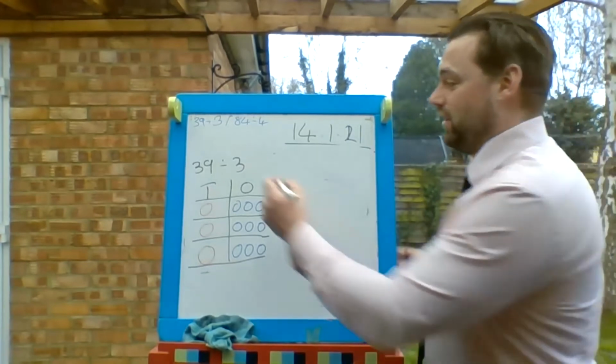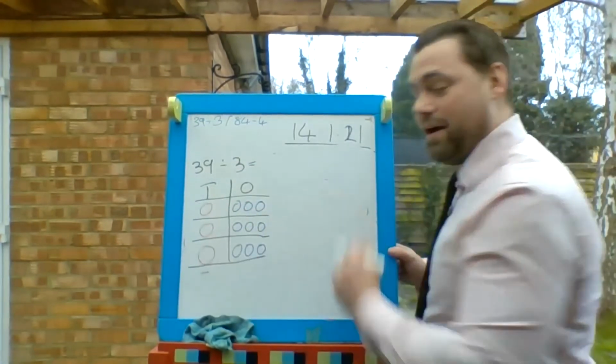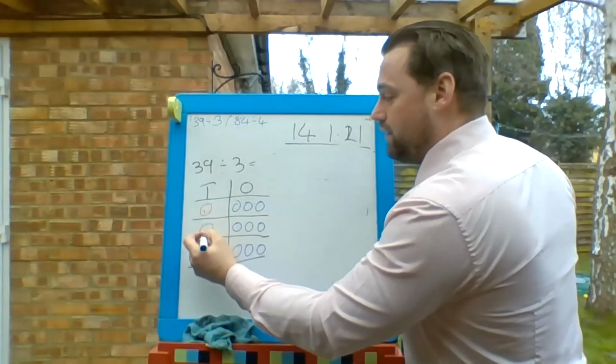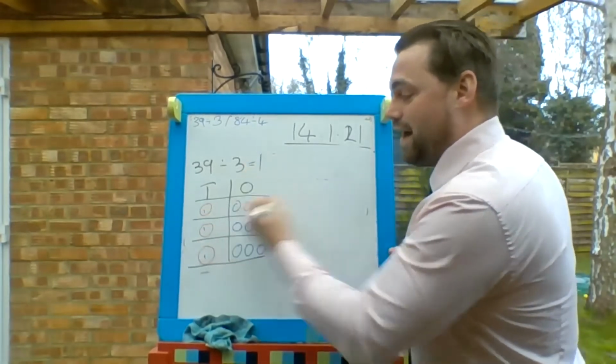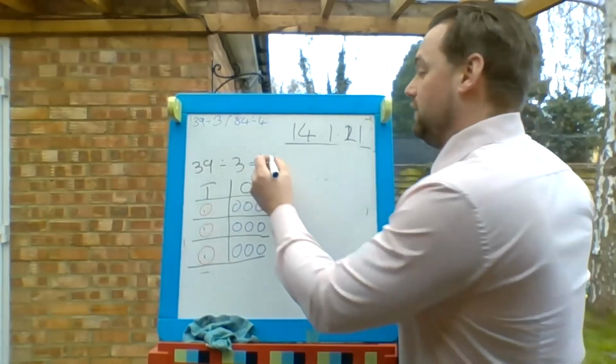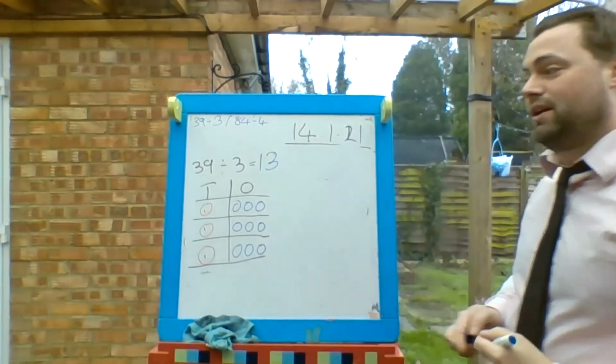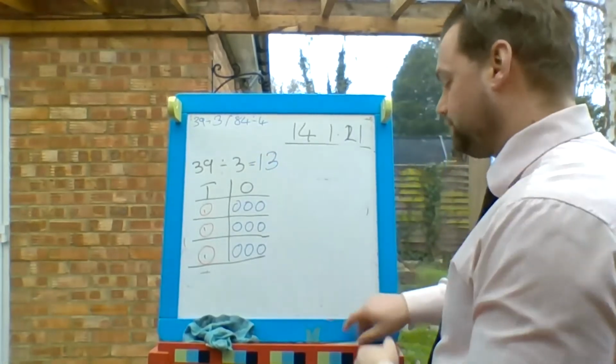39 divided by 3 is equal to how many 10s are in each group? 1, 10 in each group. And how many 1s in each group? There are 3. So 39 divided by 3 is equal to 13.